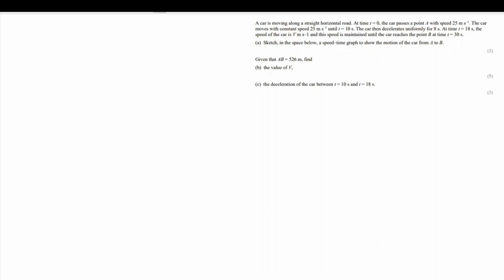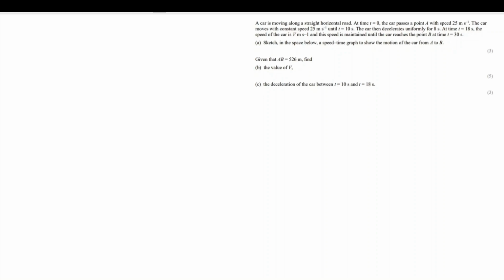In this question, we're told that a car is moving along a straight horizontal road. At time t equals 0, the car passes a point A with a speed of 25 meters per second. So that means at the beginning of our observation, the car is traveling at 25 meters per second. The car moves with a constant speed of 25 meters per second until 10 seconds.